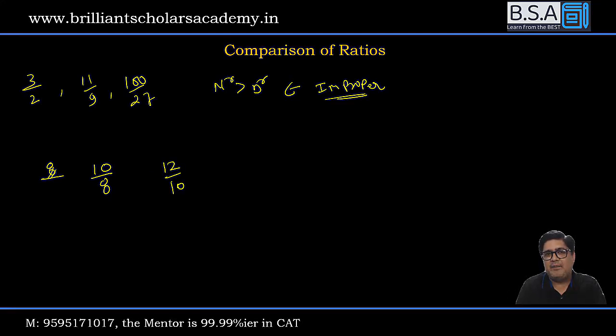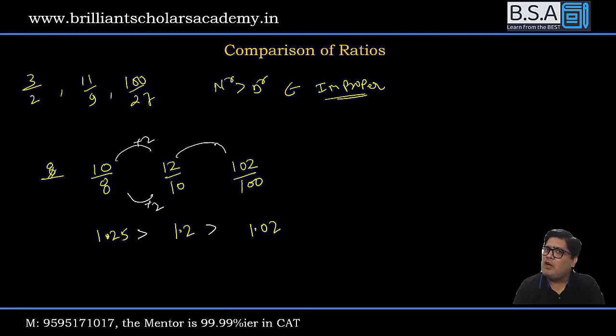12 by 10. I'm adding random, 90 in both. So how much is the first value? The first value is 1.25. How much is the second value? 1.2. How much is the third value? 1.02. So does it make you feel ratios are decreasing? What I did is I added a constant.